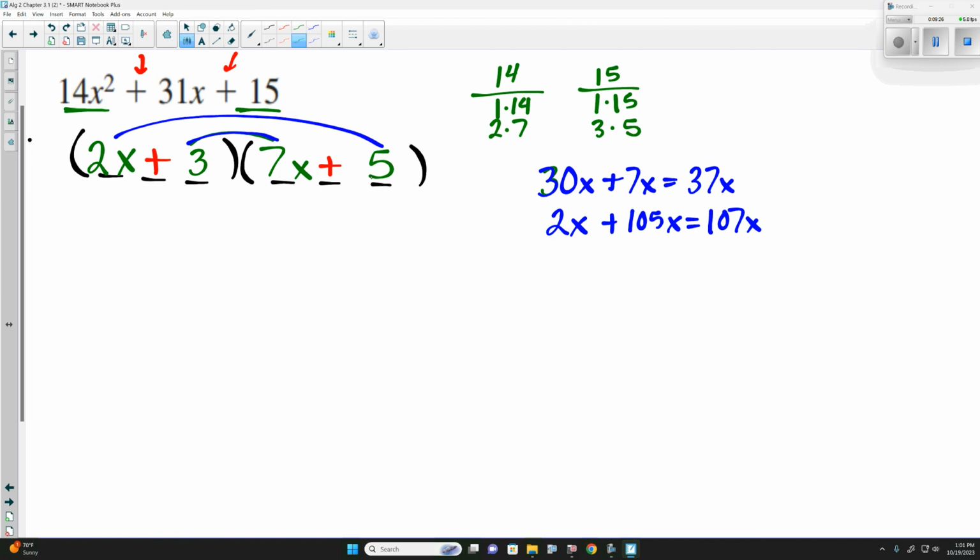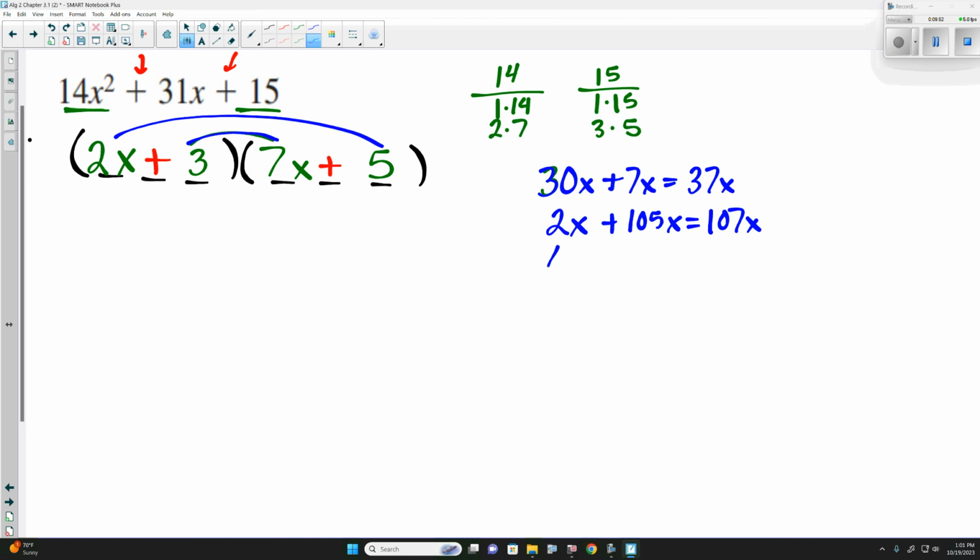Now before I go on to 1 and 14, I make sure I try every possible combination with 2 and 7 first. Since I picked those two, I'm going to try all the combinations of 15 before I move on. Does that make sense? Because that way we know for sure 2 and 7, if this doesn't work, then we can move on to 1 and 14 and know we haven't missed anything.